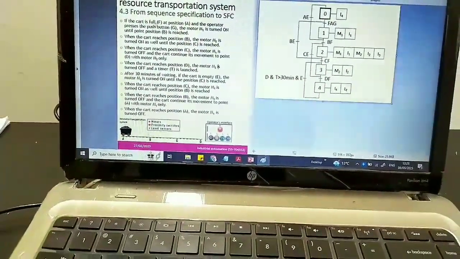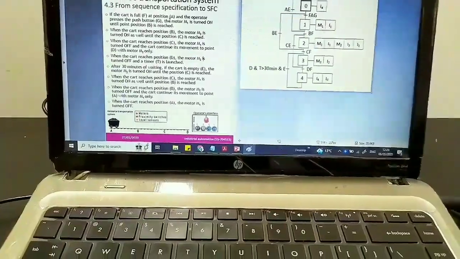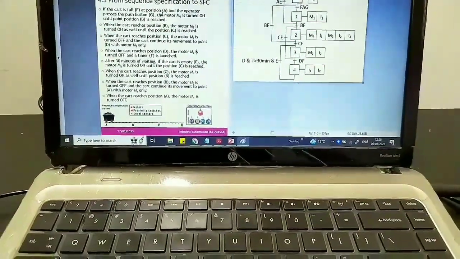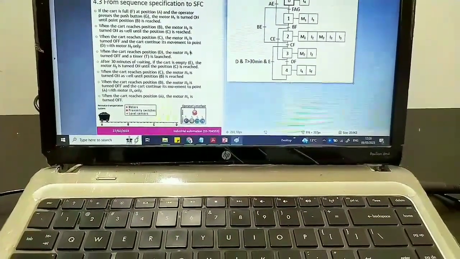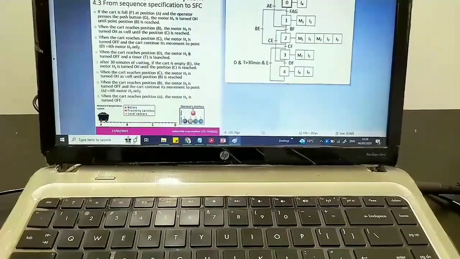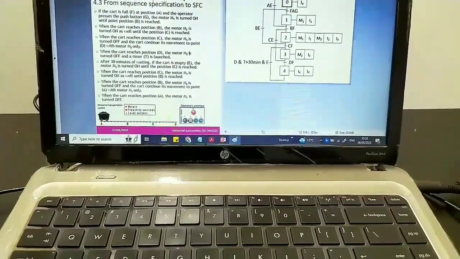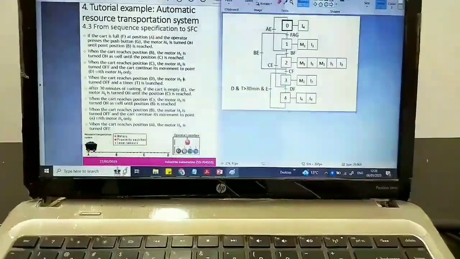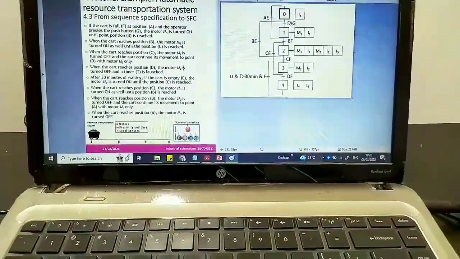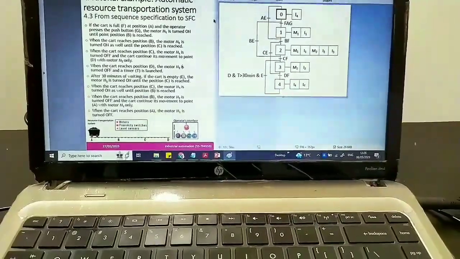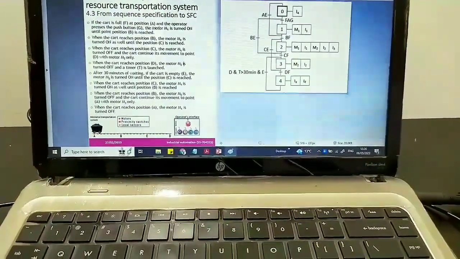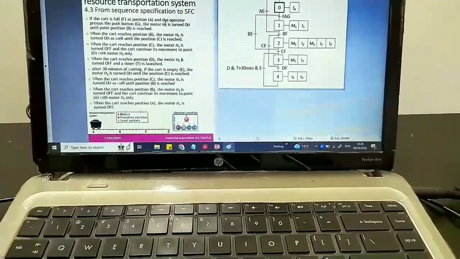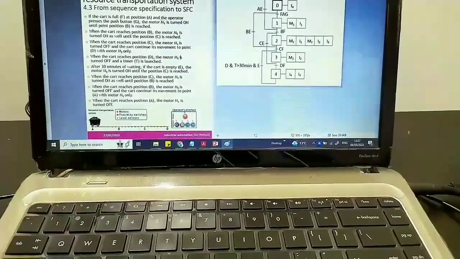Now, if the card is full at position A, so you've written your 0 already, you want to know how to leave this starting point. Is full, you know that's an F. Remember, you're using the pencil, so you can easily clean stuff if you make a mistake. The card is full, F, at position A, that's your A, and then the operator pushes go, that's G. The motor M1 is turned on.